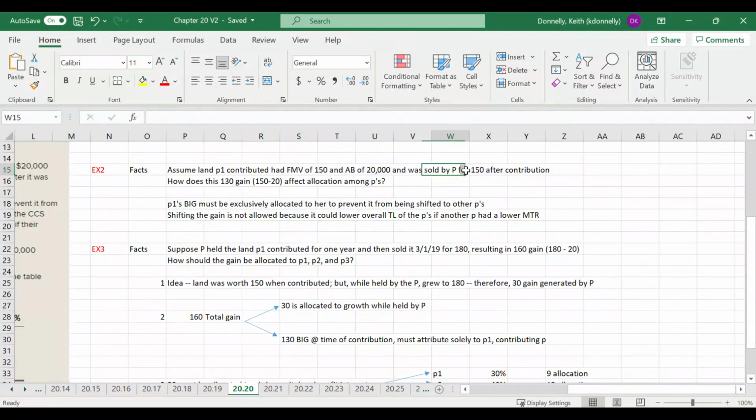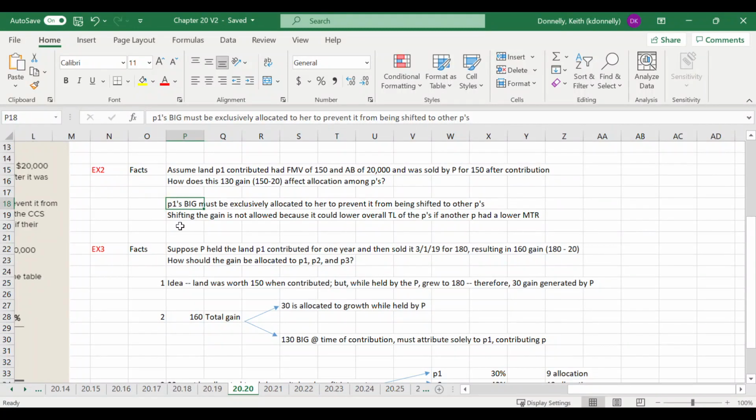The partnership then sells it for 150 after contribution. So basically, they contribute this thing with a 130 built-in gain to it, and then the partnership immediately sells it. How do they allocate this gain, right? So the partnership itself is going to take a carryover basis of 20. They sell it for 150. Basically, they immediately take the 130 built-in gain on it.